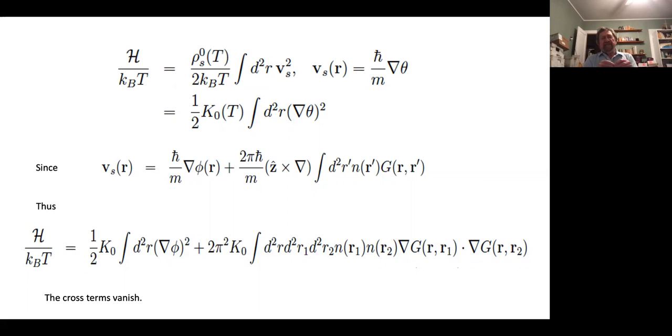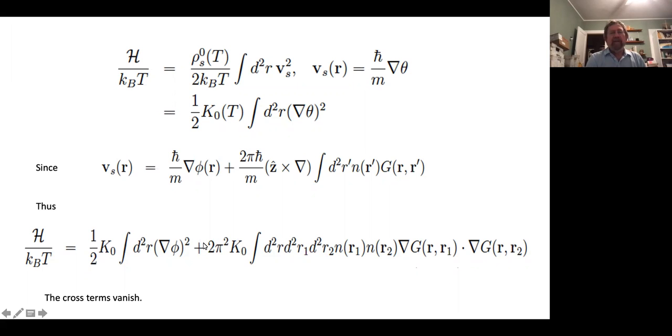If you like, you can say that this horrible looking expression is simply the Coulomb gas, the interaction energy of positive and negative charges interacting with the Coulomb interaction. And this Coulomb gas, consisting of positive charges and negative charges, has to be neutral. So the total vorticity in the whole system has to be zero, which makes sense.